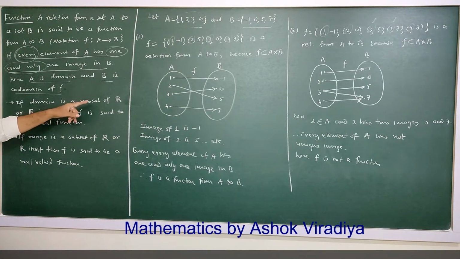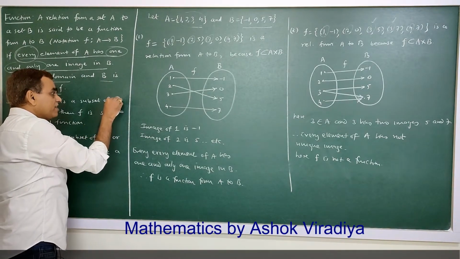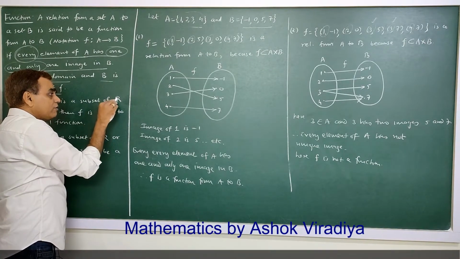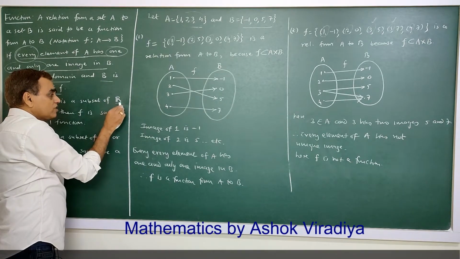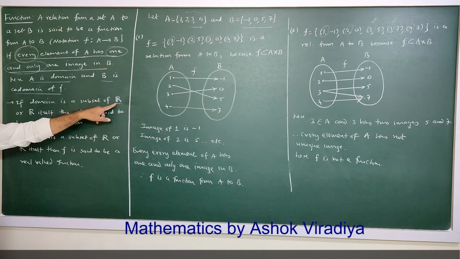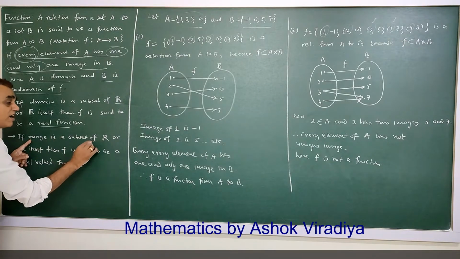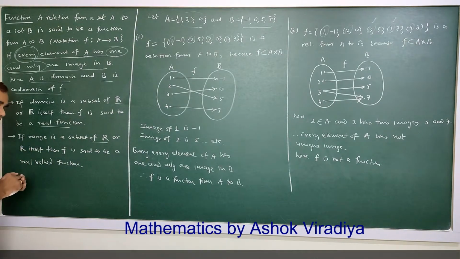If the domain is a subset of R or R itself, here I have a different symbol for R. This is the set of real numbers. I have drawn a double line, so this symbol is for the set of real numbers. If the domain is a subset of R or R itself, the set of real numbers, then the function is said to be a real function. And if the range is a subset of R or R itself, then the function is said to be a real valued function.